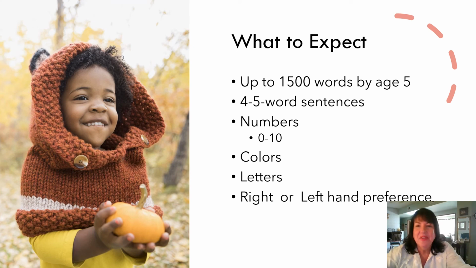What do we expect from the preschooler? The language and vocabulary has increased tremendously by age 5, so up to about 1,500 words by age 5. They can speak in 4 to 5 word sentences. They usually are taught their numbers. They can know their numbers between 0 and 10. Preschoolers actually really love to count. They love to learn their colors. They can identify colors. They can begin to really also identify letters. And you will generally see a preference for the right or left hand during the preschool age.